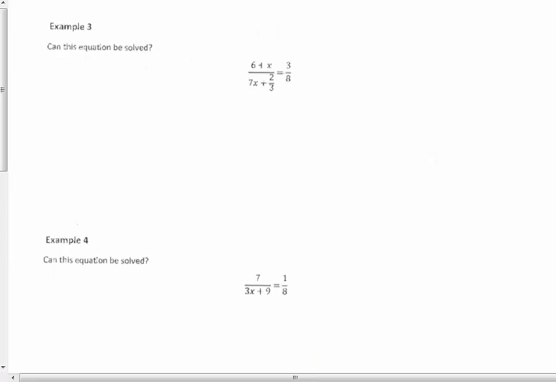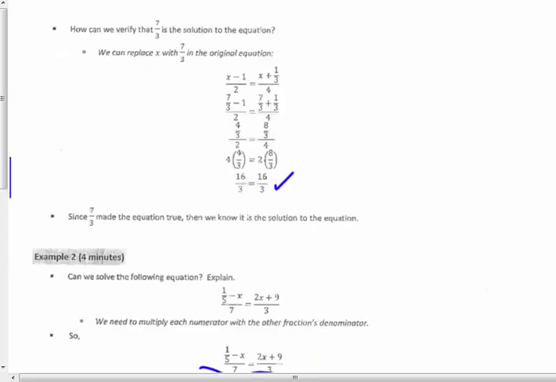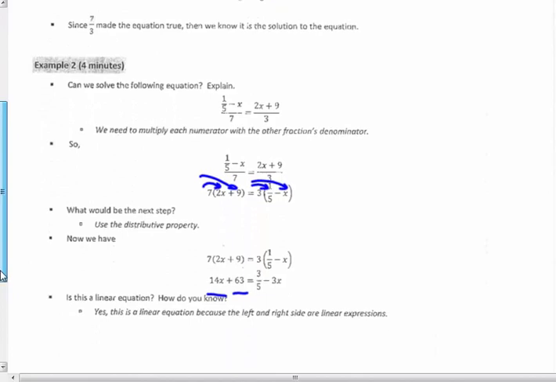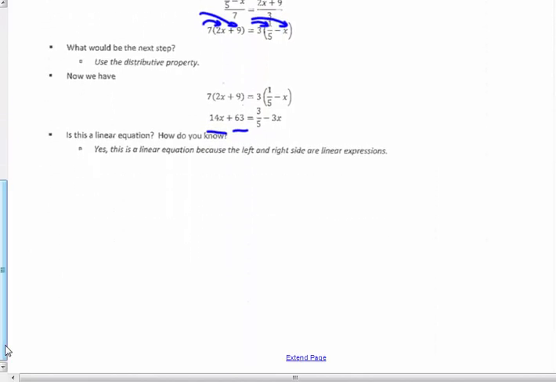Oh, did we finish solving it? No, we didn't finish solving that one. Oh, come on. How do you know this is a linear equation? I'm going to go ahead and finish solving this. Why not? They didn't finish it here, but I'm going to.